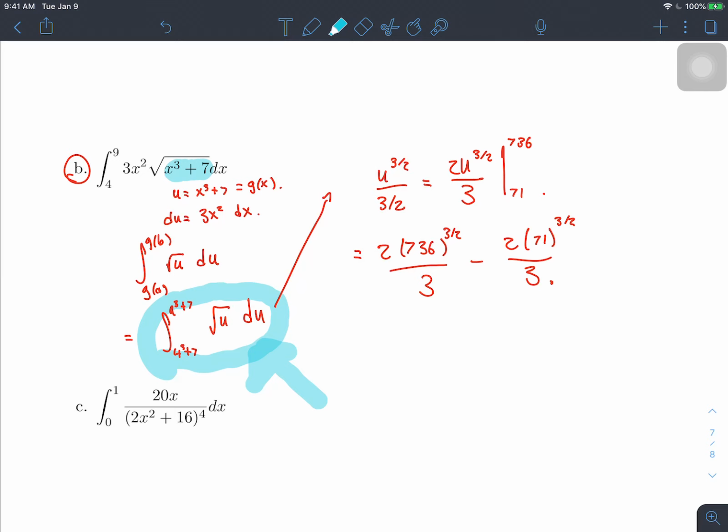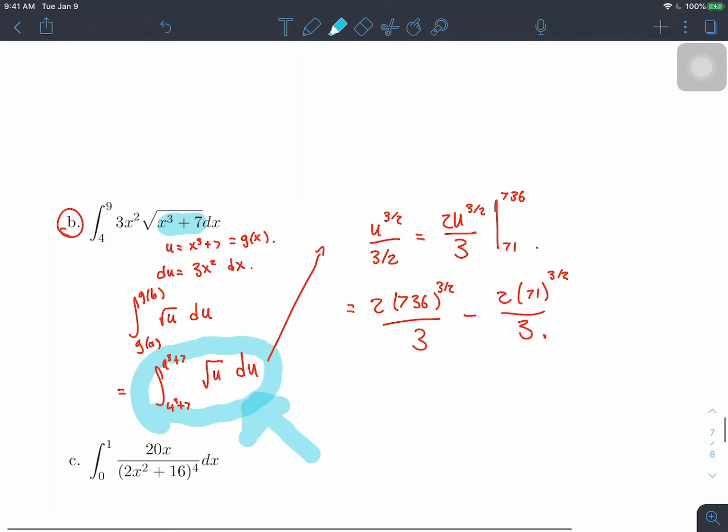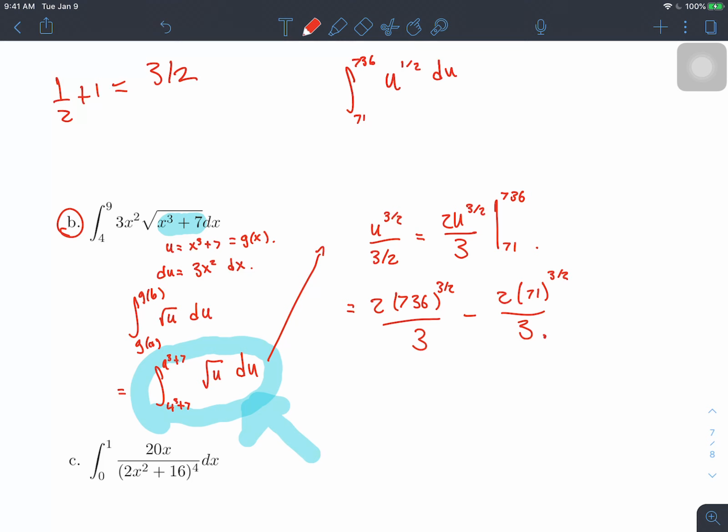Emily, do you have a question? Where did you get the 3/2 on the u from? Great question. So the integral from 71 to 736 of square root of u, I wrote as u to the 1/2 power du, and then I used the power rule to increase the power by 1. So 1/2 plus 1 equals 3/2. So that became u to the 3/2, and I divided by the new power, which was 3/2. Dividing by 3/2 is the same as multiplying by 2/3. Thank you. No problem.